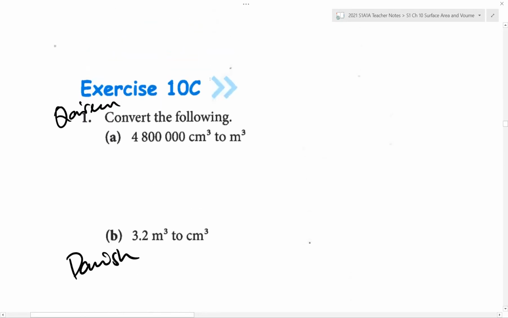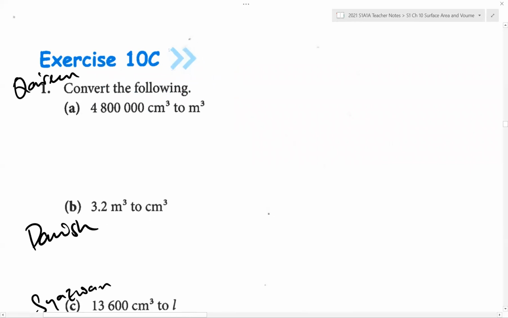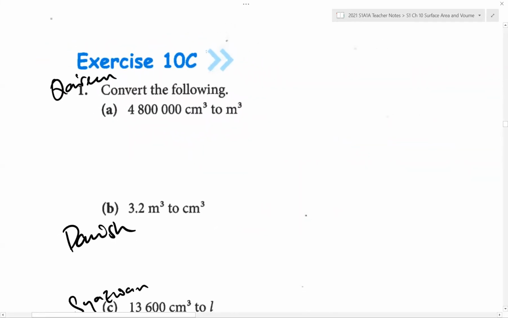Okay, let's begin. Irene. Exercise 10C, question 1A, conversion from cubic centimeters to cubic meters.